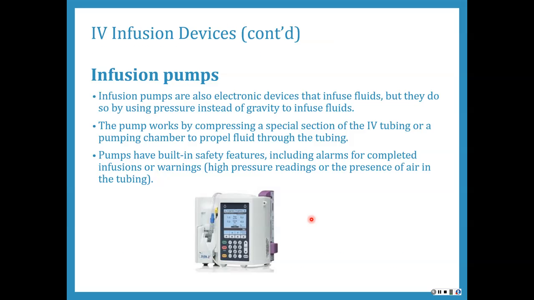Okay, here's an example of pumps, and when we look at pumps, they are those electronic devices that use pressure instead of gravity to push the fluids into the vein. They do have a special type of tubing, and the tubing comes with a special cassette which goes into this area of the IV pump, and that's what allows it to regulate the amount of fluid that's given.